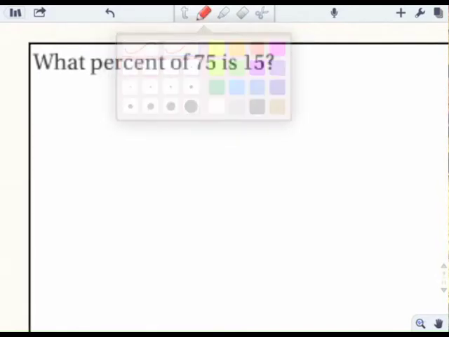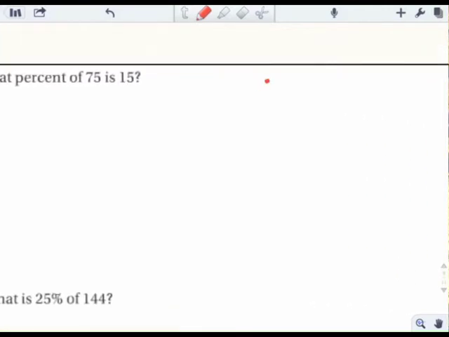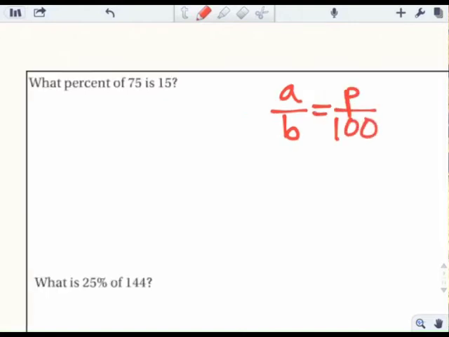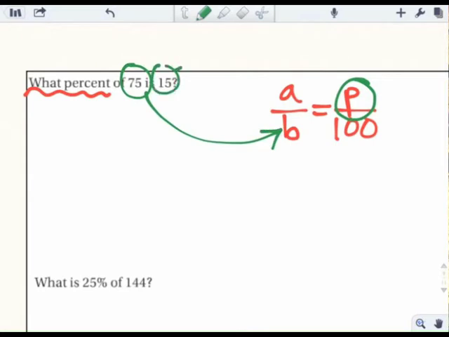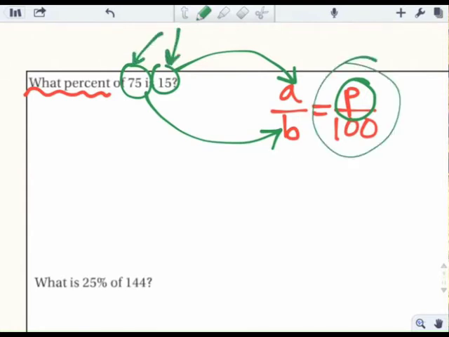What percent of 75 is 15? So think back to that equation that we wrote. A over B equals P over 100. The question here is asking what percent? So that means our unknown is going to be the percent over here. Now, which of these is A, which of these is B? Well, 75 is the whole, the total, which is going to be B. 15 is going to be the part. So in other words, what we're asking is, what part of 75 is 15 when expressed as a percent here?